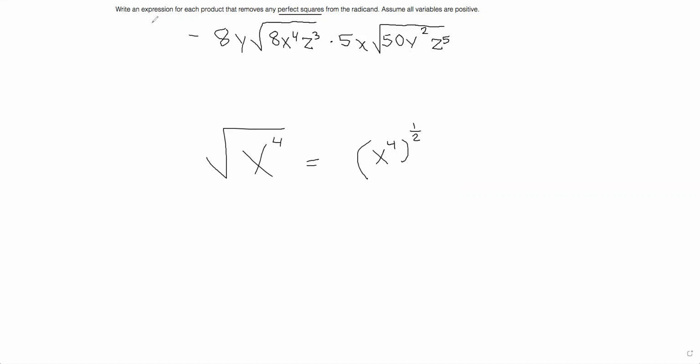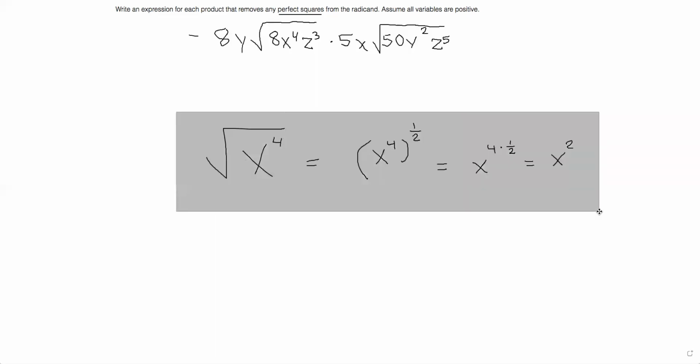We're going to use our properties of exponents knowledge here. Whenever we have an exponent on the inside like this, and then one on the outside like that, we always take the base, which is going to be x, and raise it to the product of those two powers. 4 times 1/2 is 2. So that tells us that the square root of x to the fourth power is equal to x squared. That's what it means for a variable to be a perfect square.